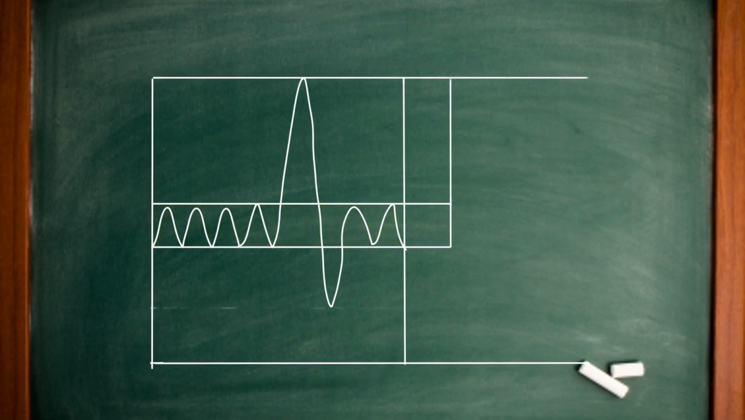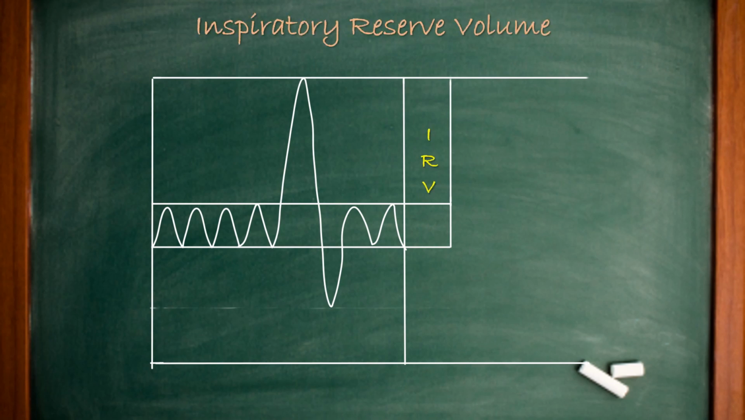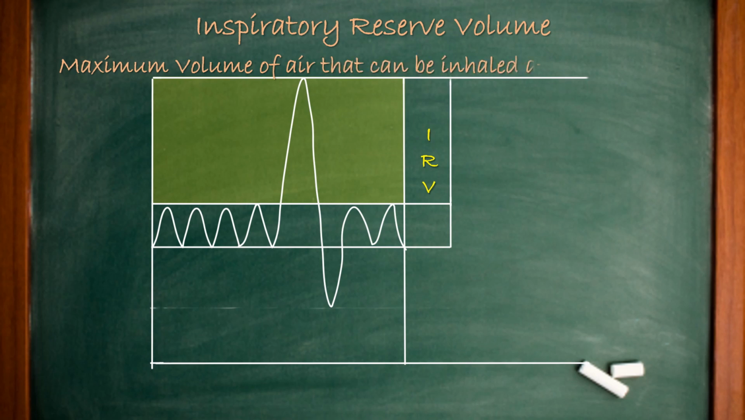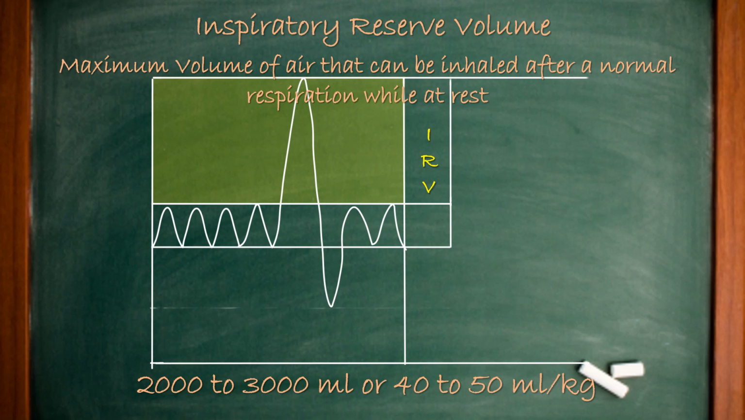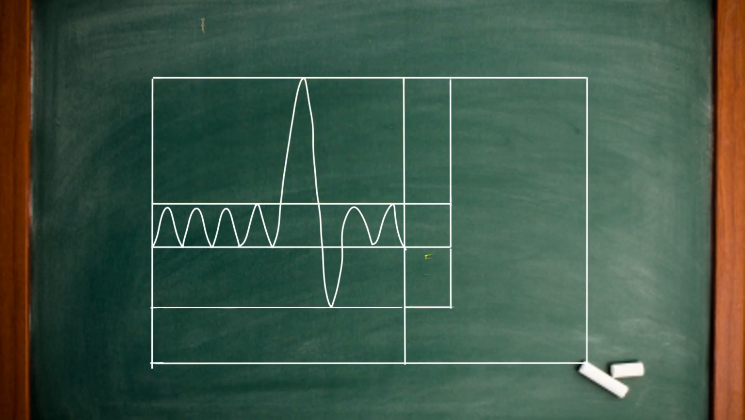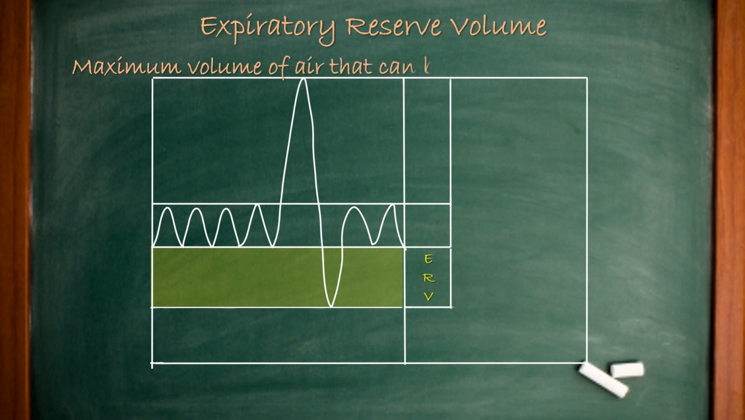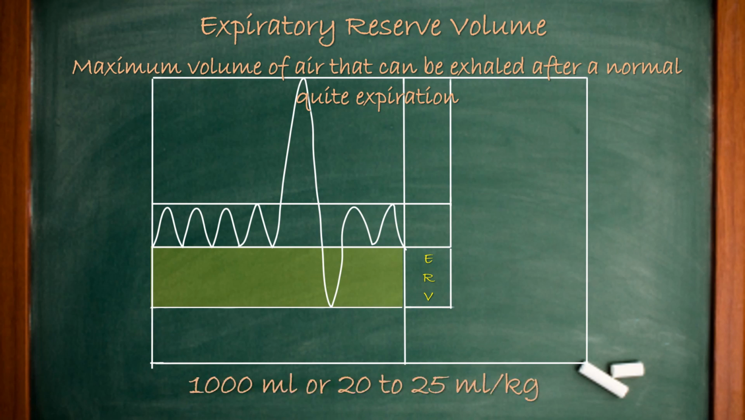The next volume that we see is the inspiratory reserve volume. This is the maximum volume of air that can be inhaled after a normal respiration while at rest. The normal value is about 2000 ml to 3000 ml or about 40 to 50 ml per kg body weight. The next volume that we see is the expiratory reserve volume. This is the maximum volume of air that can be exhaled after a normal quiet expiration. The normal value is about 1000 ml or 20 to 25 ml per kg body weight.